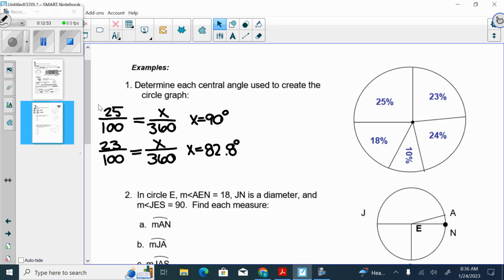Okay. And the next one looks like that one is 24%. So 24 out of 100 is equal to x out of 360. So what would x be this time?